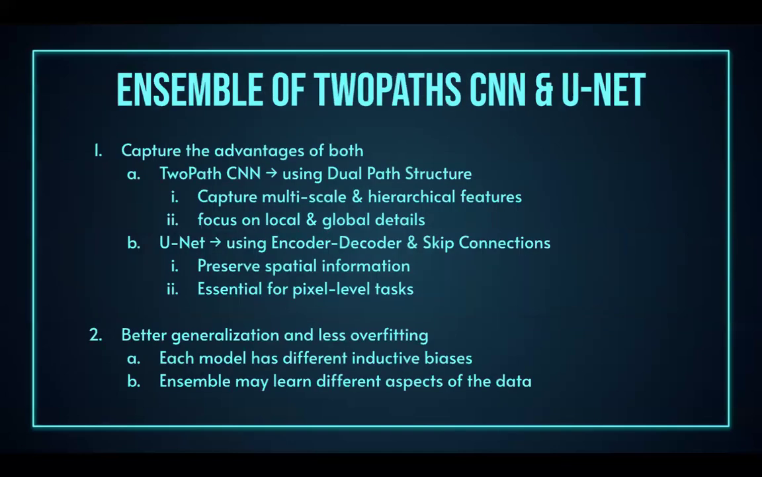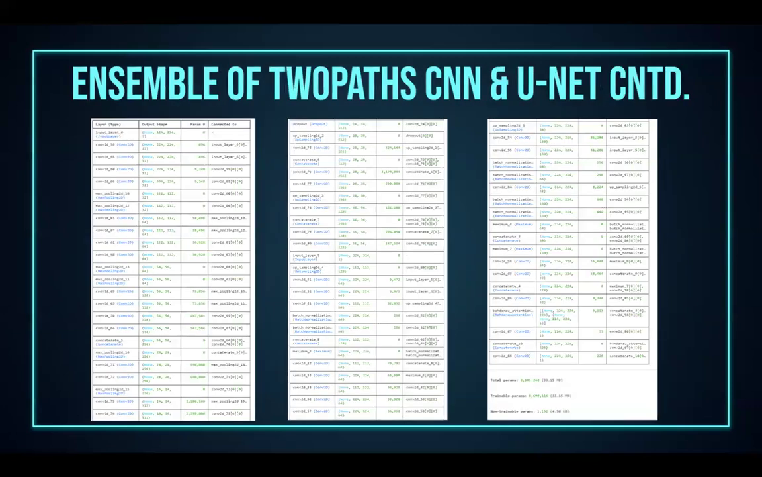Moving on, we've done an ensemble of both the two-path and the UNet together to capture the advantage of both, where the two-path CNN captures the multi-scale and hierarchical features that focus on local and global details, while the UNet uses the encoder-decoder model and skip connections to preserve the spatial information, and it's essential for pixel-level segmentation tasks. And that allows for better generalization and less overfitting, where each model has different inductive biases, and the ensemble may learn different aspects of the data.